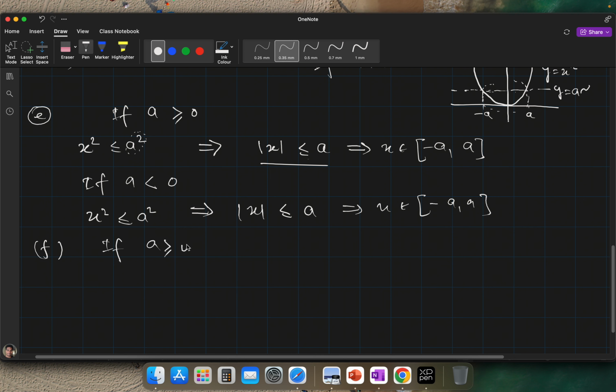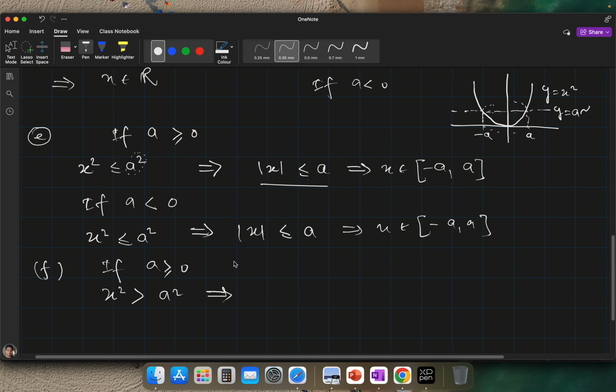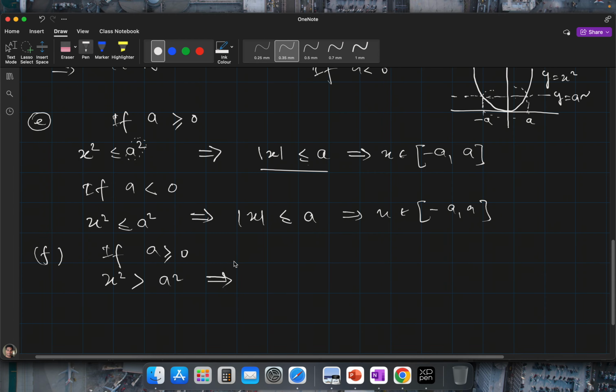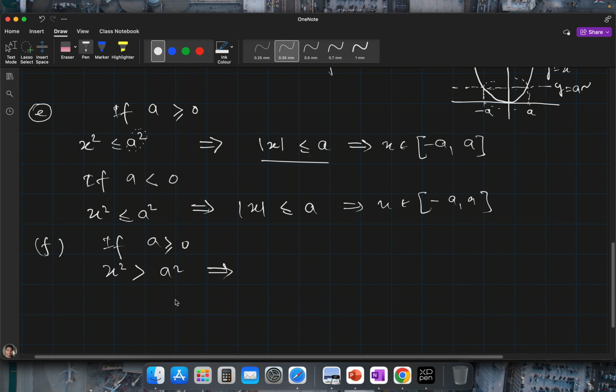If a is greater or equal to 0, now I have this equation. Then what will be the solution? You have to find your own way. I will not always teach you what you have to do. It's just like I'm spoon feeding. But you have to apply your brain. You have to find your own way how you will solve this. Solve this. What will be the solution?